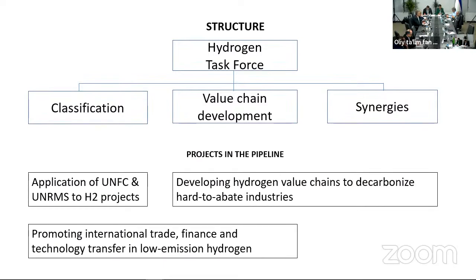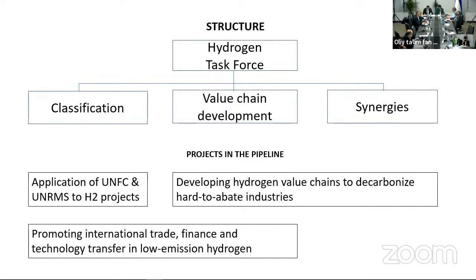Now, in terms of projects that we are planning at this time, I've mentioned here three of them. One is dealing with classification, and the idea is how we can apply what we have already developed, which is the United Nations Framework Classification and the United Nations Resource Management System, to hydrogen projects. The UNFC and UNRMS have been our flagship products for quite some time. They deal with mineral resources, with renewable energy, with injection projects, and now we want to see whether this scheme could be applied to hydrogen projects.